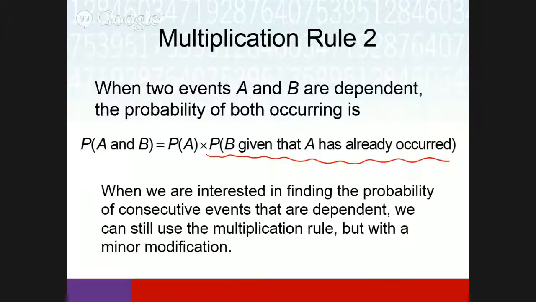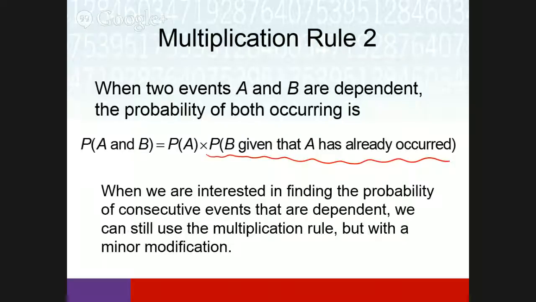In an independent event, this would be the same as the probability of B because it doesn't matter if A occurs or not. But in a dependent event, the probability of B changes depending on what A is. So this would be an example of no replacement. Okay.